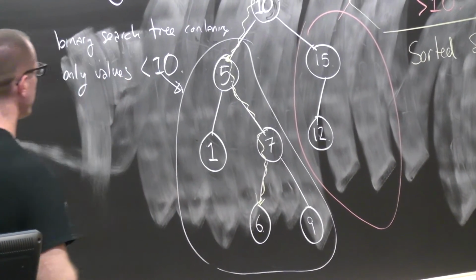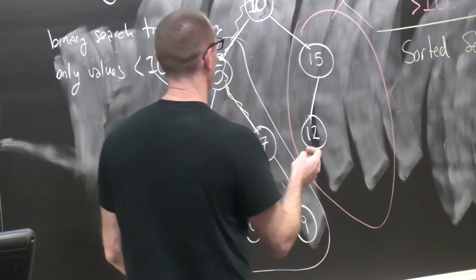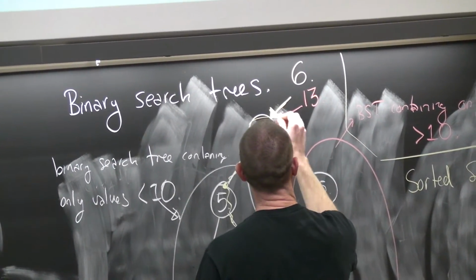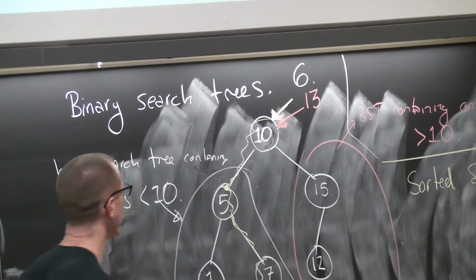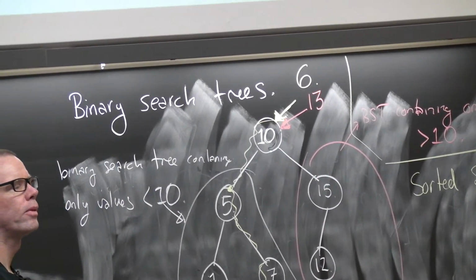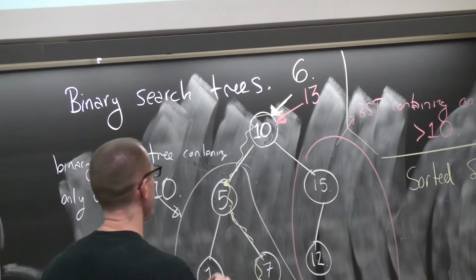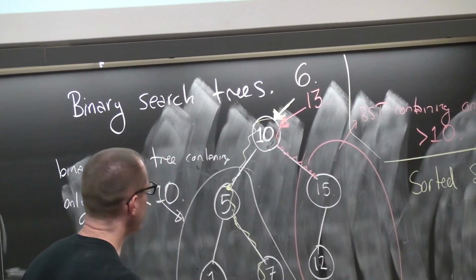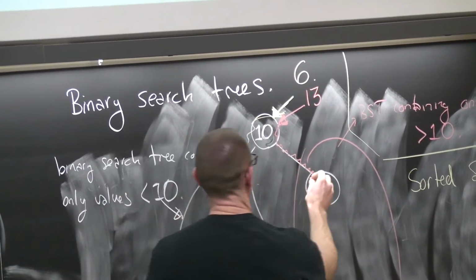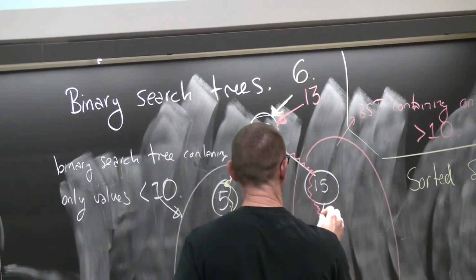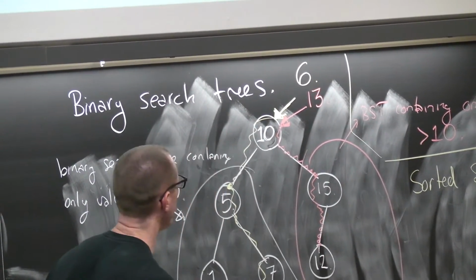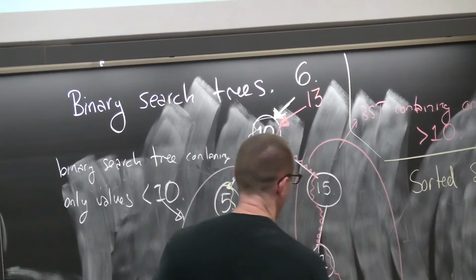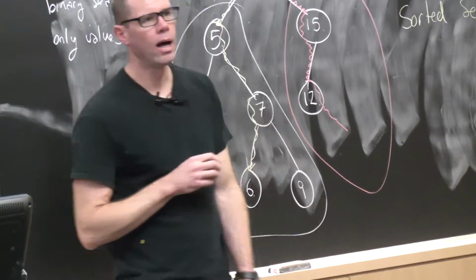Let's look at another example of that. Let's look for 13. I start at the root. Where do I go next? The right. 13 is bigger than 10, so if it's in there, it's in the right subtree. Now I see 15. So if 13 is there, it's in the left subtree. Now I see 12. So if 13 is in there, it's in the right subtree. Well, now I fell out of the tree. I didn't find 13.